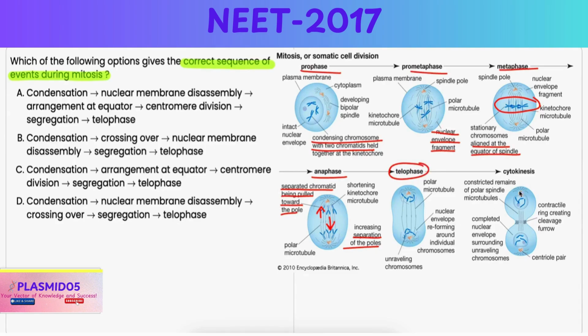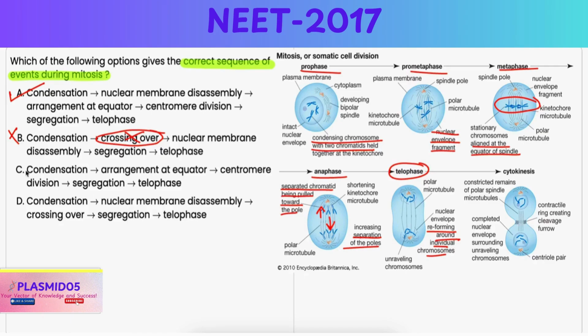So the correct sequence is condensation, then nuclear membrane disassembly, then arrangement at equator, centromere division, then segregation, and finally telophase. So the correct answer is option A. Now option B is incorrect because crossing over does not occur in mitosis. Rather, it is a feature of prophase 1 of meiosis.